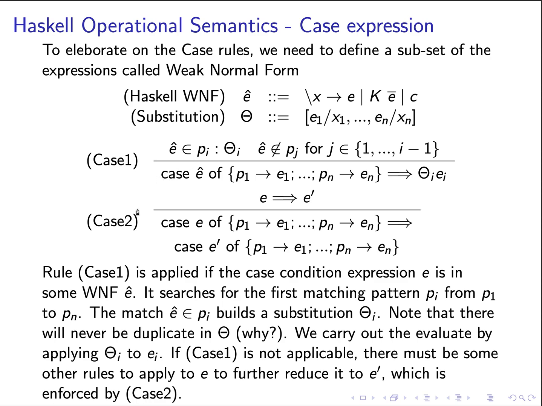There are two case rules. The first case says that if the case conditional expression is already in a weak normal form, then we can check out of all the patterns P1 to Pn, looking for a particular Pi such that this E cap, which is a weak normal form, can match Pi and produce a substitution theta i. In addition, for any other Pj that is preceding Pi, which is syntactically on the left hand side of Pi, this E cap does not match any of them. This guarantees that our Pi is the first matchable pattern in the entire set of pattern alternatives. Once we have this theta i, we can apply it to the Ei to carry on the reductions.